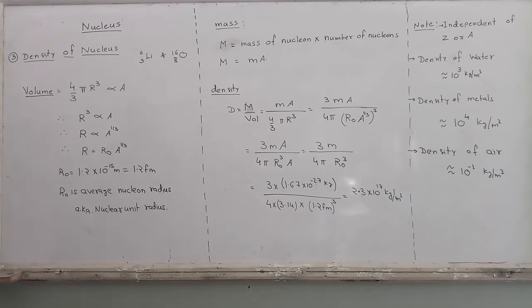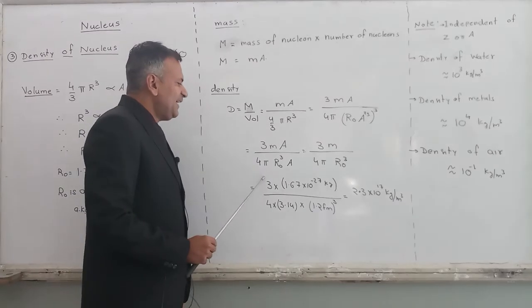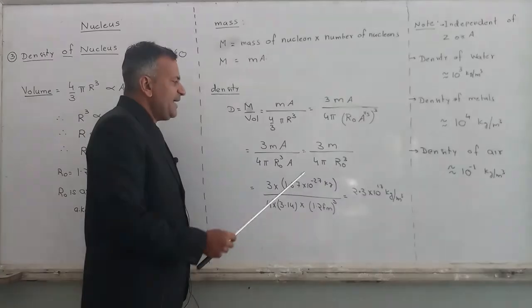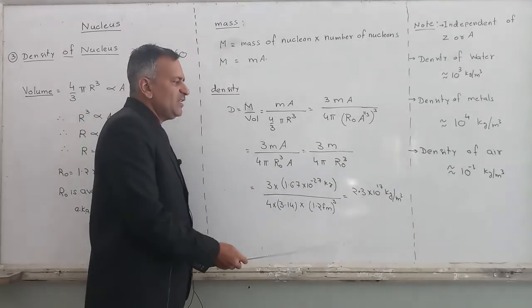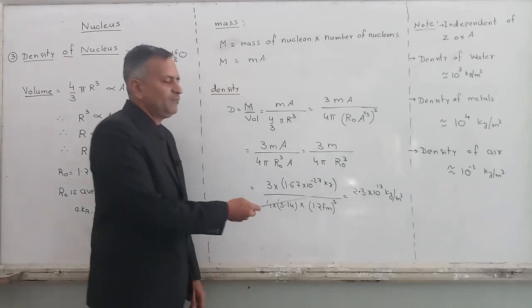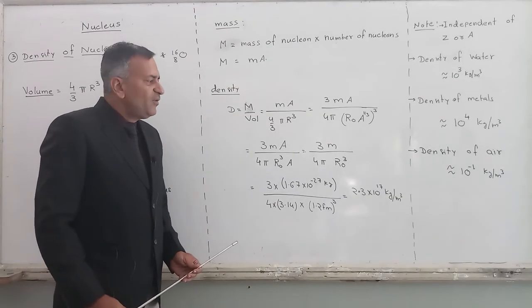What is the value of this same constant density? 3 into m, put the value of m, then 4 into pi, and then put the value of R0. What do you get? It's 2.3 into 10 to the power 17 kilogram per meter cube. This is the density of nucleus.